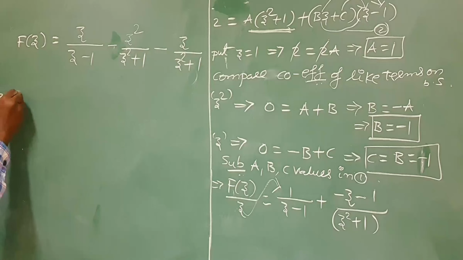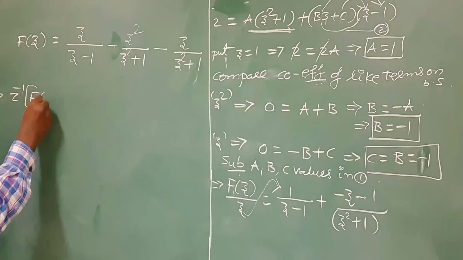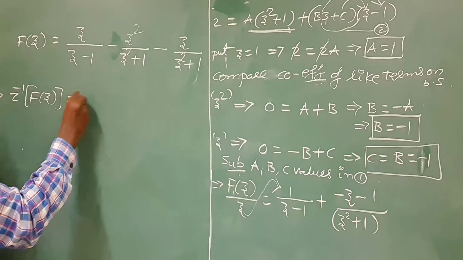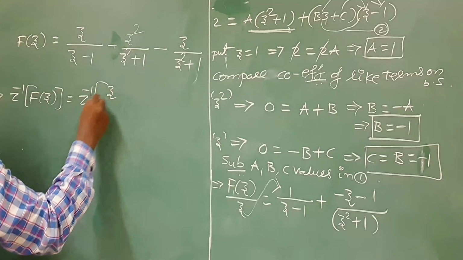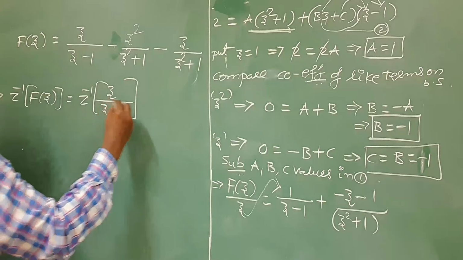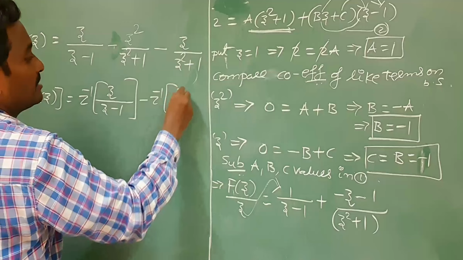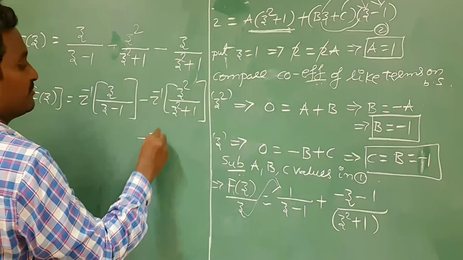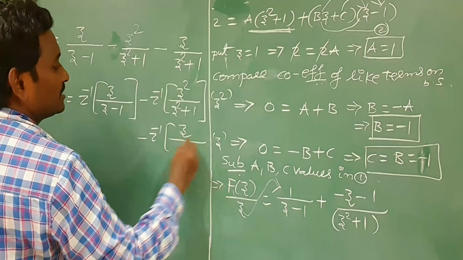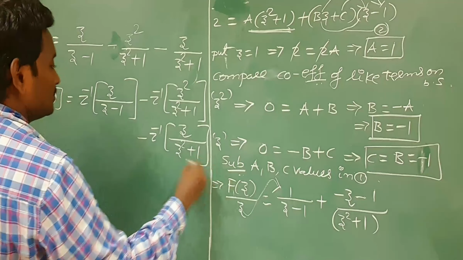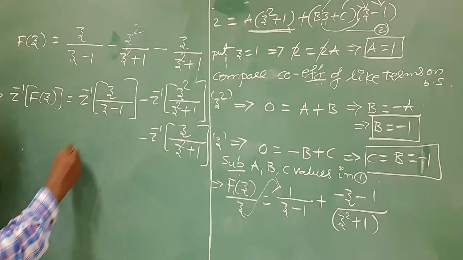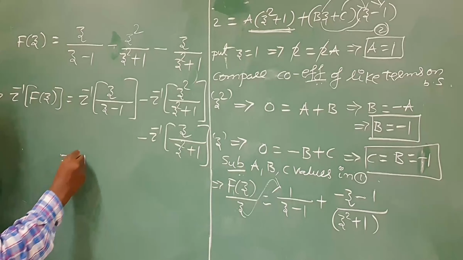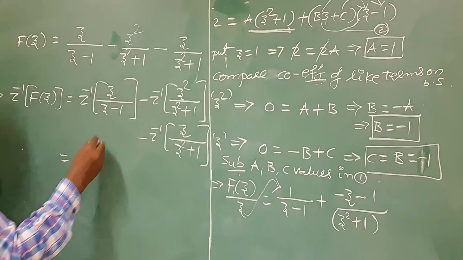So take inverse on both sides. Z inverse of f of z is equal to z inverse of z by z minus 1 is the first term, minus z inverse of z square by z square plus 1, minus z inverse of the last term, z by z square plus 1. So what is z inverse of z by z minus 1? It would be 1 power n. 1 power anything is only 1.